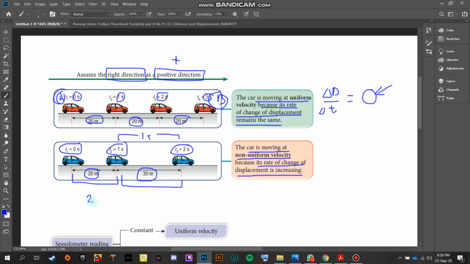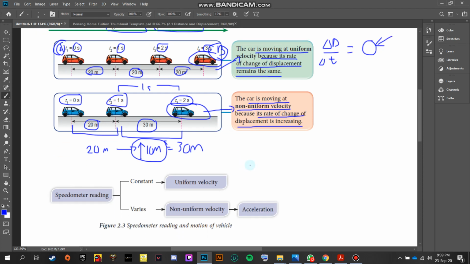the rate increased from 20 meter here. It increased, I would say, by 10 meter, making it into 30 meter. It increased by 10 meter. So you can see that this blue car is moving in a non-uniform velocity, and the red car, which has 0 changes in its displacement, even though it has gone through 3 seconds, we could say it's moving in a uniform velocity, and the blue car is moving in a non-uniform velocity.